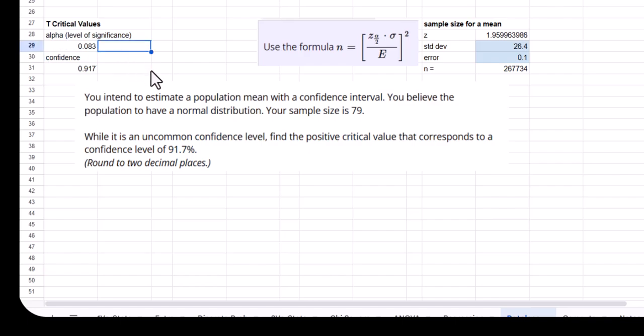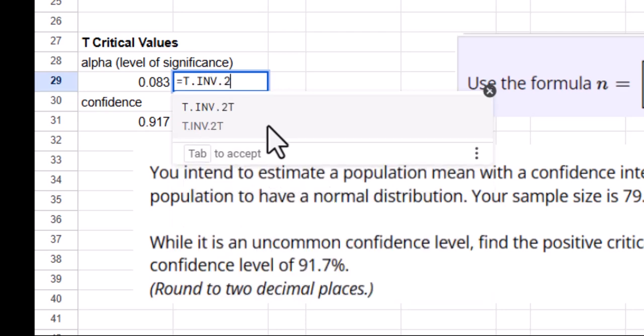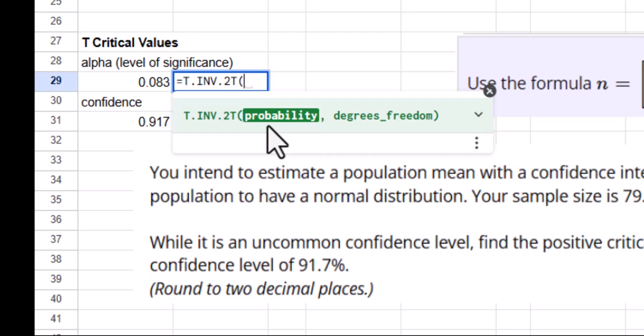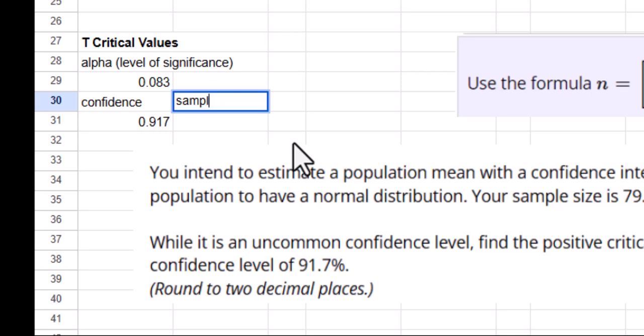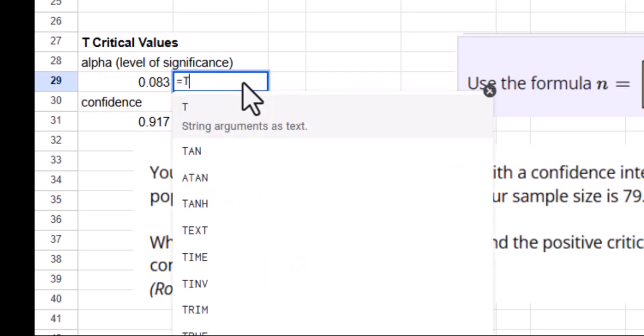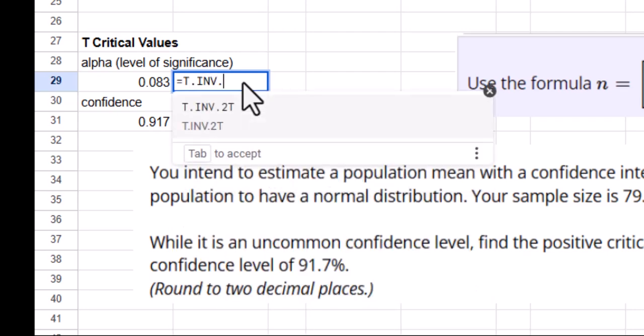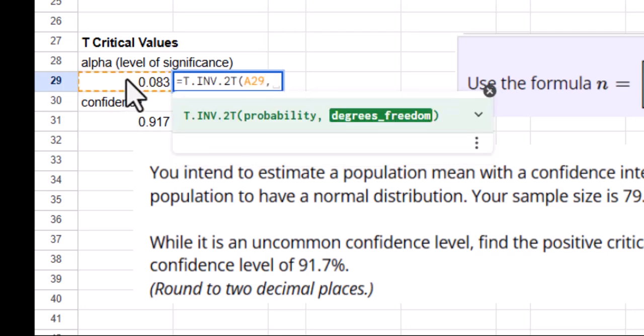And from here, I can actually use the formula T.INV.2T, for inverse and two-tail, since all confidence intervals are two-tail. And it wants the probability and the degrees of freedom. Now I'm going to go back and do that because I didn't think about the degrees of freedom. So this would be the sample size, 79. So equals T.INV.2T, my probability, comma, my degrees of freedom, which I can't see the cell now.